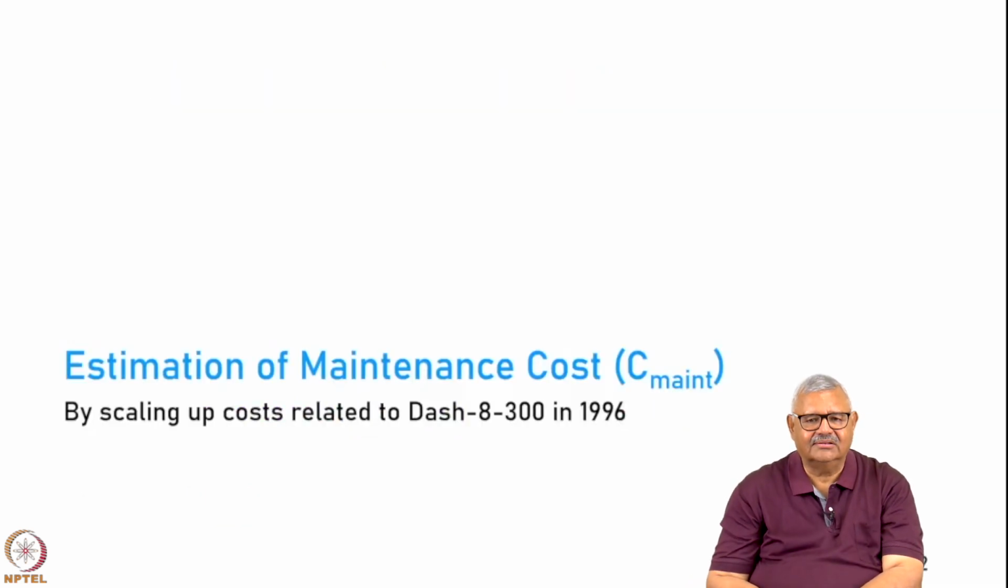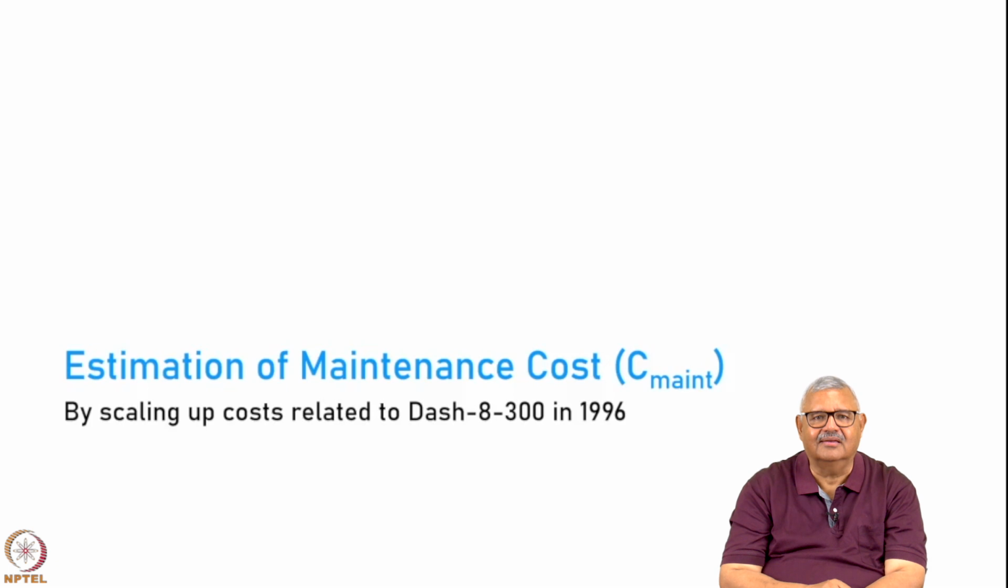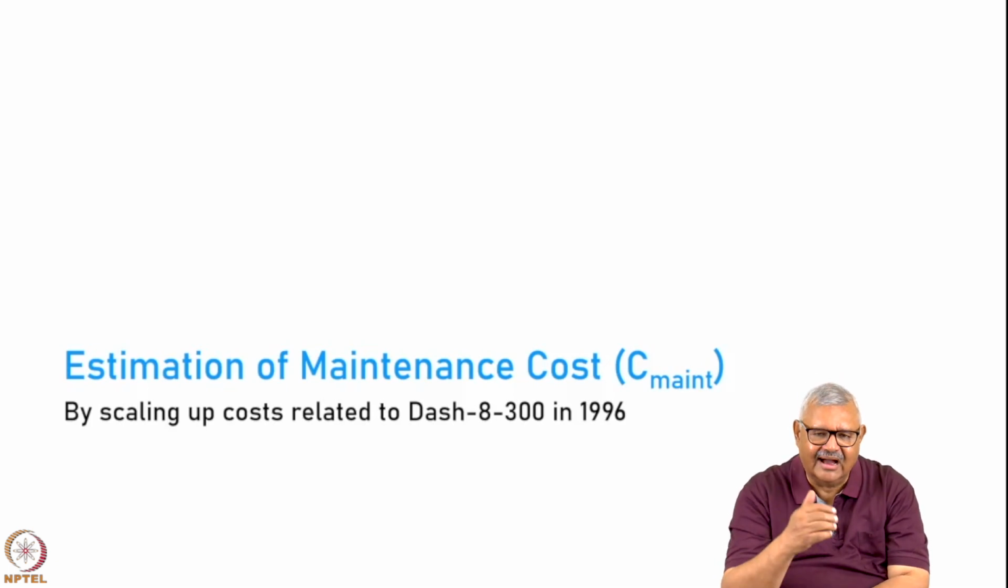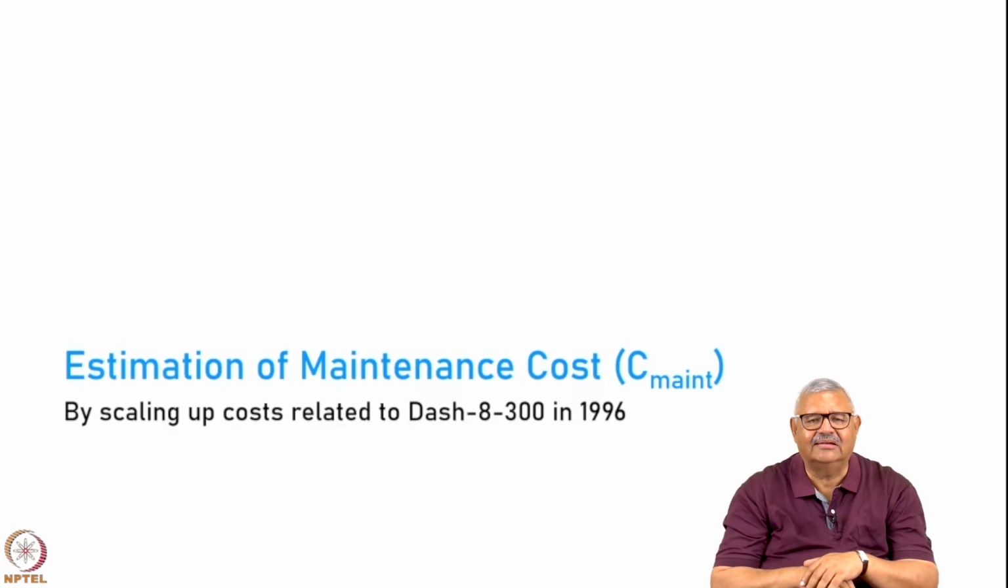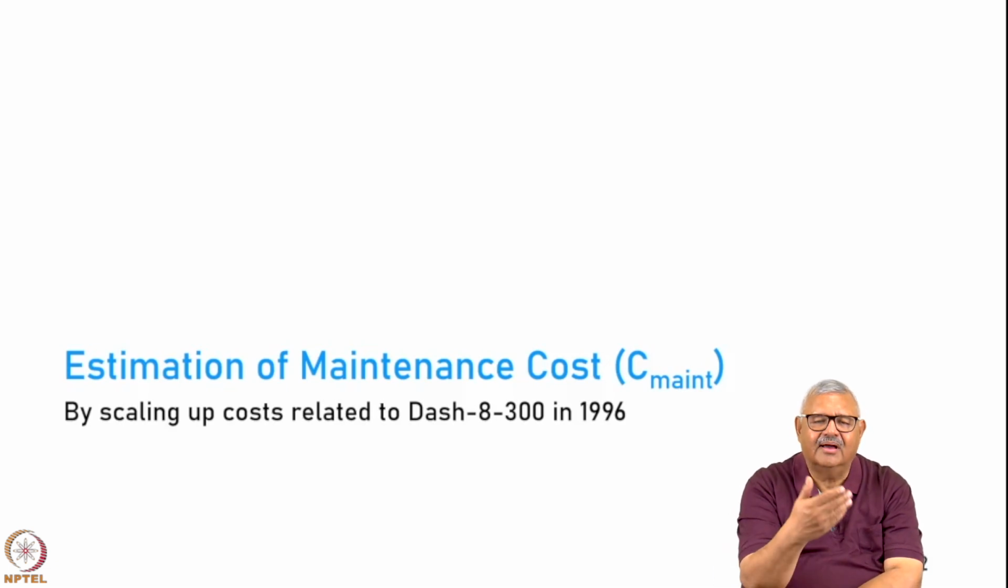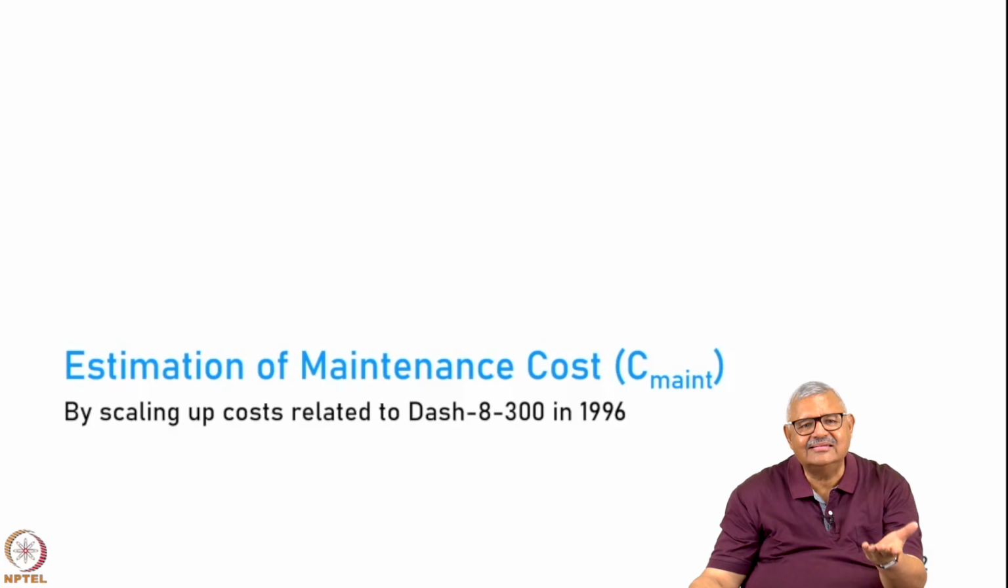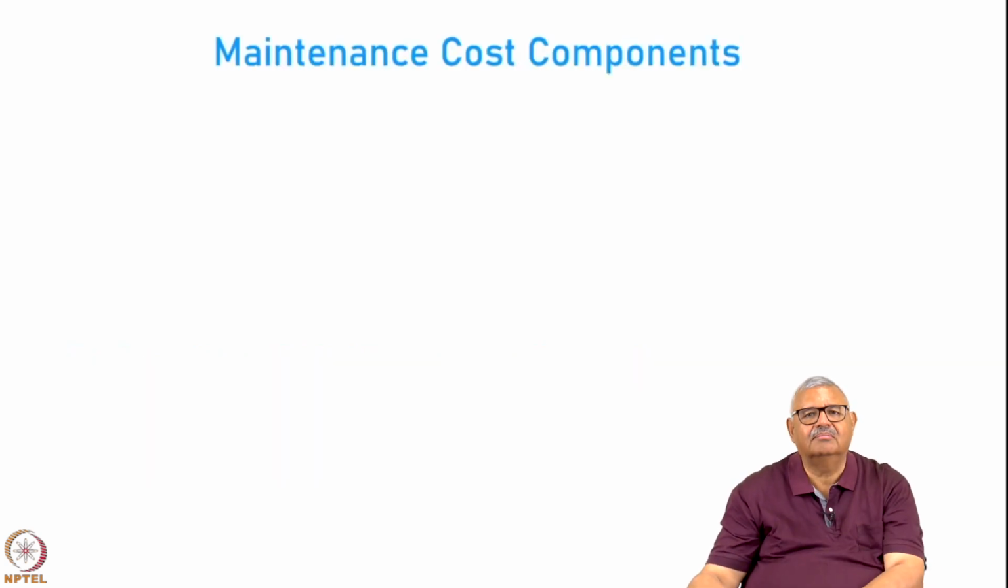Moving ahead, let us look at the maintenance cost. Now, this is going to be a little tricky. It is tricky because the method I have used to calculate the maintenance cost is by scaling up the costs which are related to the Dash 8-300 aircraft in 1996. I was fortunate to get some data about this aircraft's maintenance cost from a document which the company had circulated. So, based on that document I said, oh, now I know how the maintenance cost of the Dash 8 can be estimated. So, I thought why not use the same method for other aircraft, but appropriately scaling up the costs. So, I will show you what method I have followed.